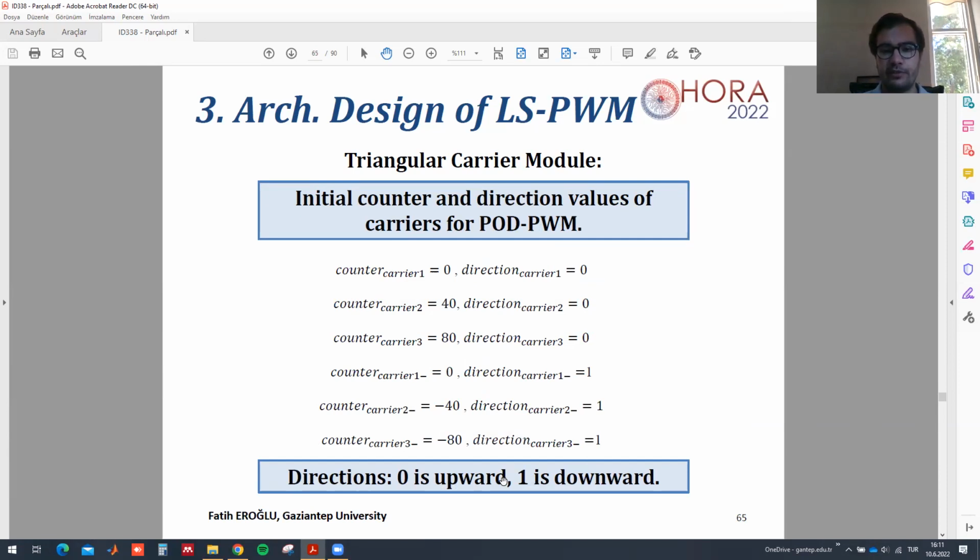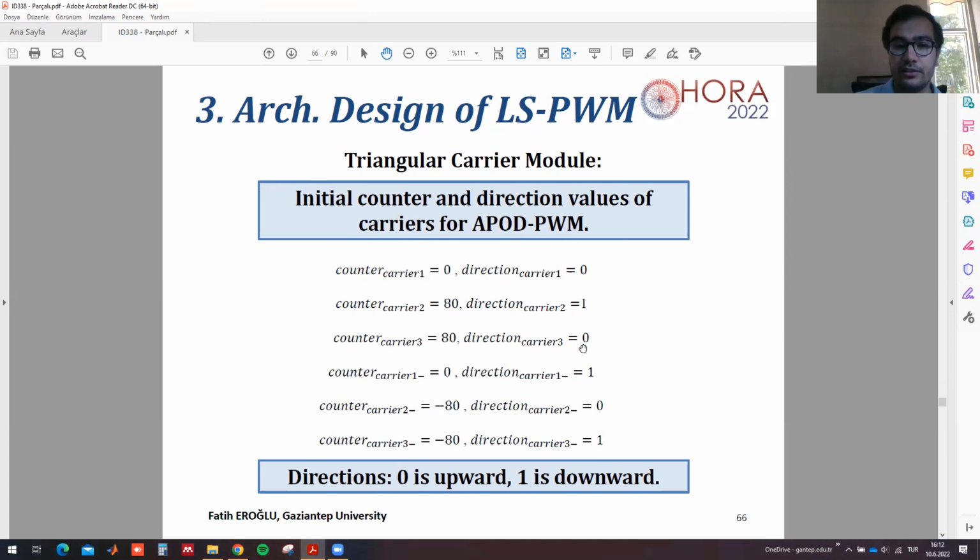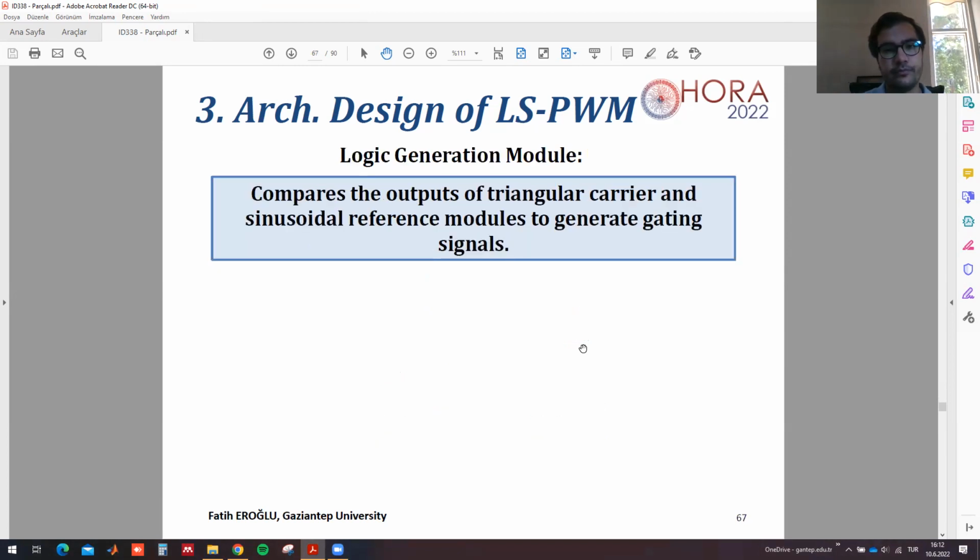This is for POD PWM. As you can see, the initial directions of the carriers are changed with respect to PD PWM here. And this is for APOD PWM. Again, initial counter values and initial directions are adjusted to obtain APOD carrier signals.